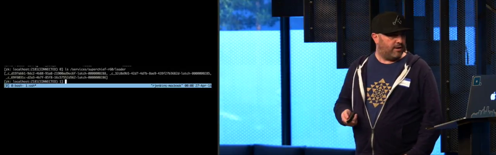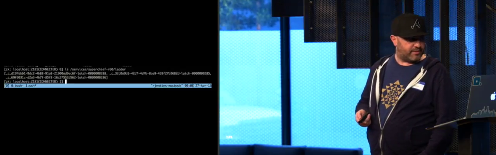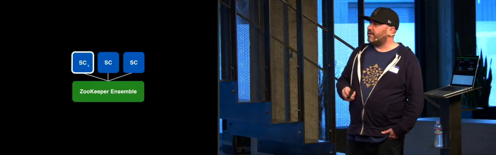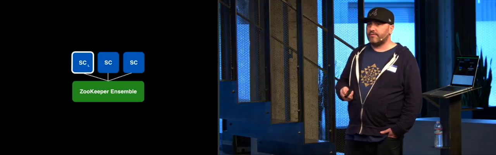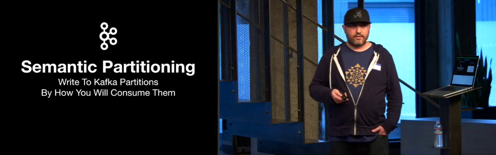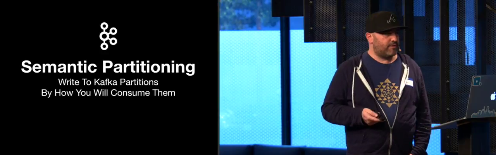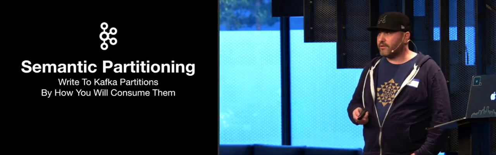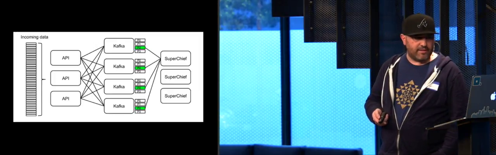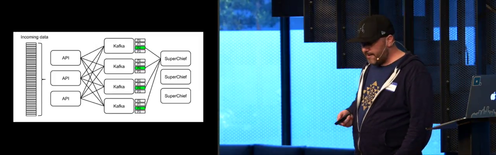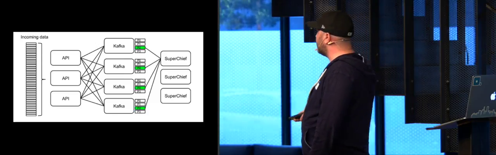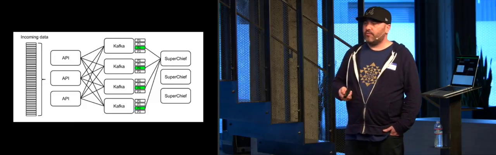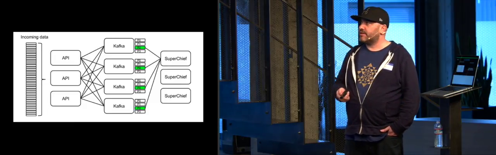We have a leadership task that allows you, if you're connected to Zookeeper, to elect a leader. This is a little screenshot of what that looks like. Conceptually, we have a SuperChief cluster here and we have a leader. We use semantic partitioning in Kafka. Particularly, we write the data to Kafka based on how we're going to consume from it. That gives us the ability, if we need to keep any local state in SuperChief, to hash the data coming in and determine which broker and which partition it's going to land on.